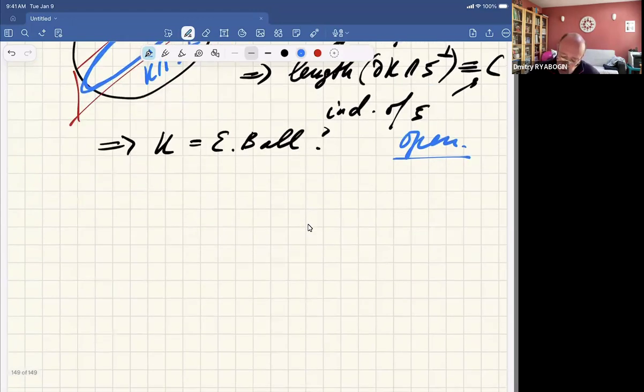Okay, now let's go to a more general thing. Now we are going to put our bodies in water. We are going to do the following. Now we still have K, a convex body in Rn.